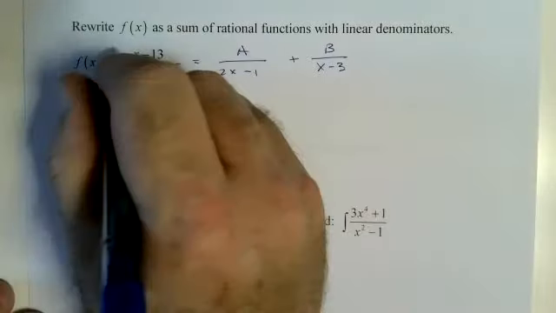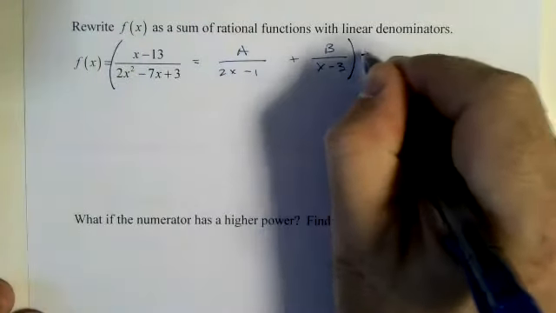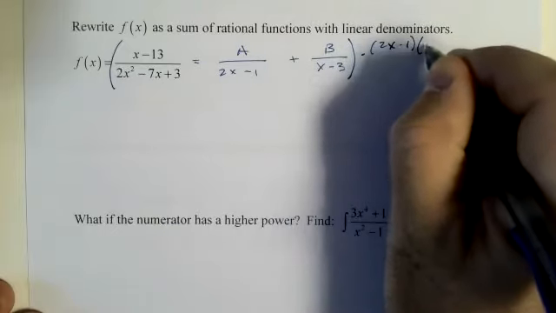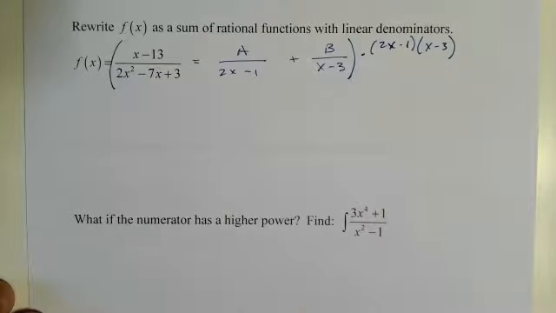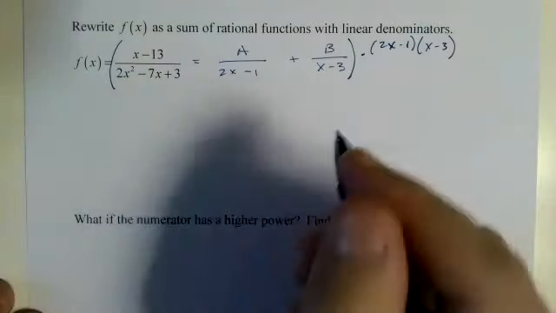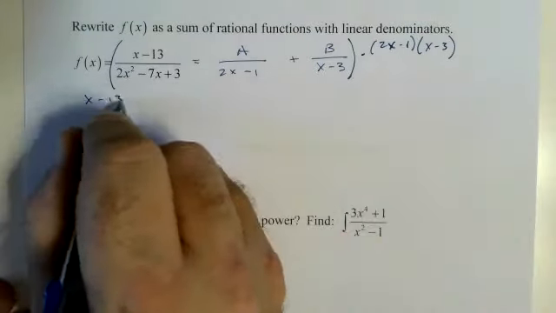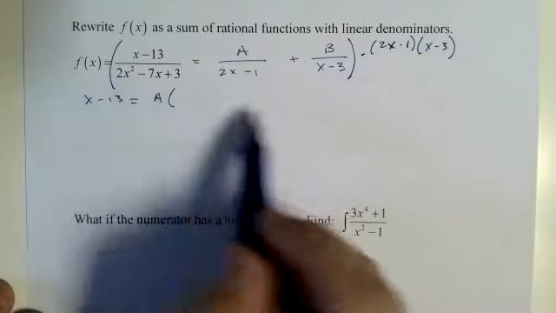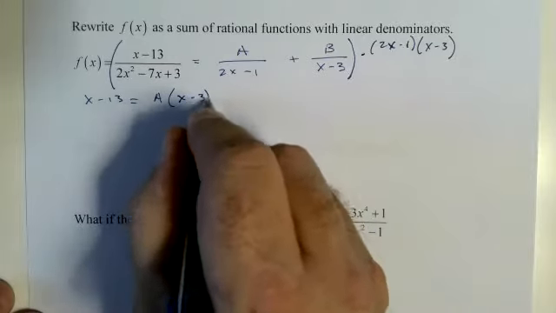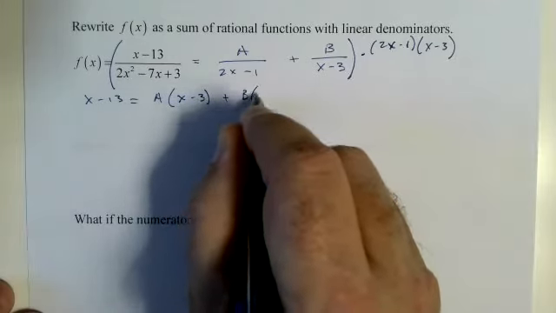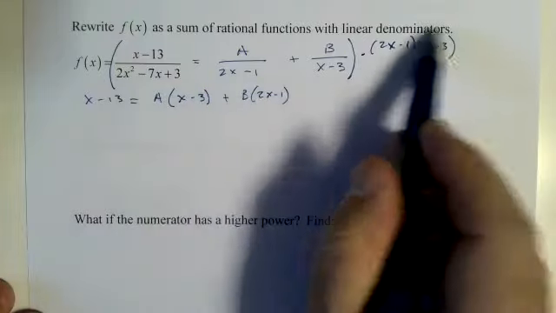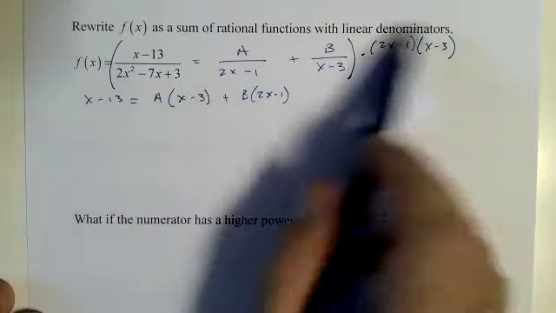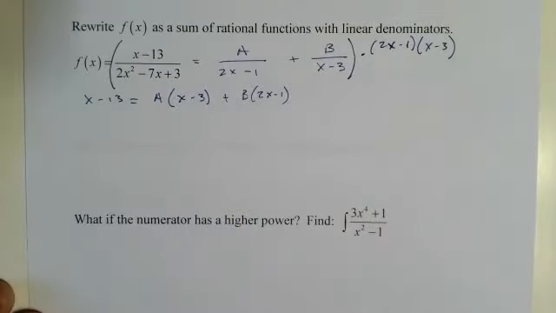When we multiply, we get x minus 13 equals a times, and it's really important to write all this out. At no point in time have I ever tried to shortcut this process. Multiply this here, x minus 3 cancels, we're left with that. Multiply this here, they all cancel, left with that. Multiply this here, 2x minus 1 cancels, left with that.